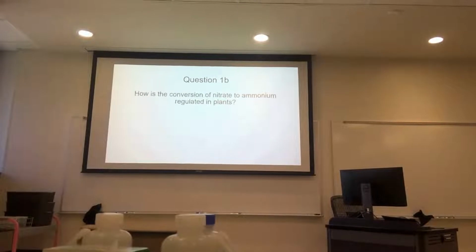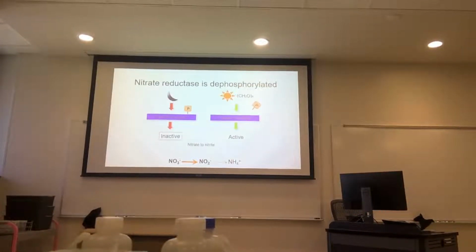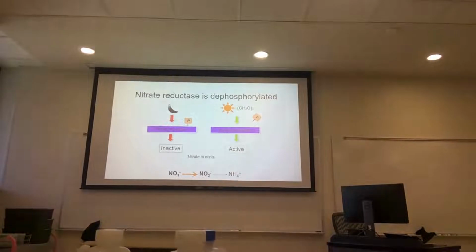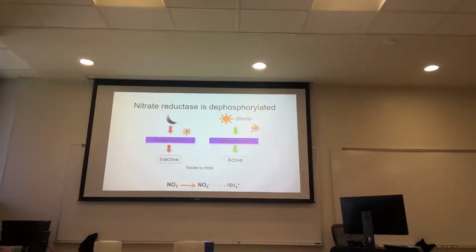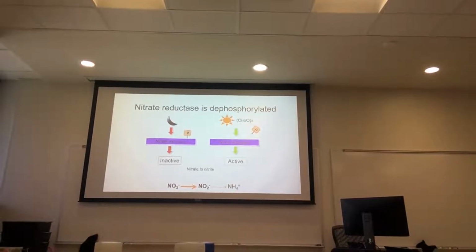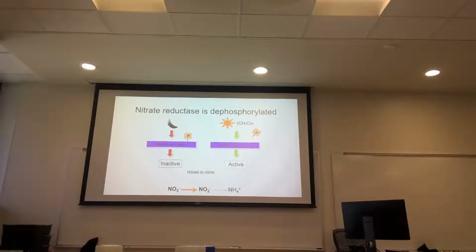So how is this regulated in plants? So this is what happens. There are two steps. Remember we talked about the first is nitrate into nitrite, and then to ammonium. So this first step, that is nitrate reductase, is directly activated by light. So what happens? Darkness inactivates the enzyme and light activates it. How does this happen?